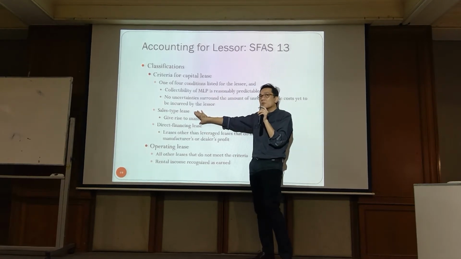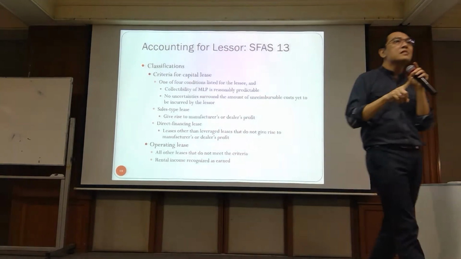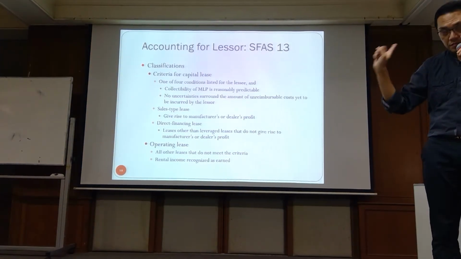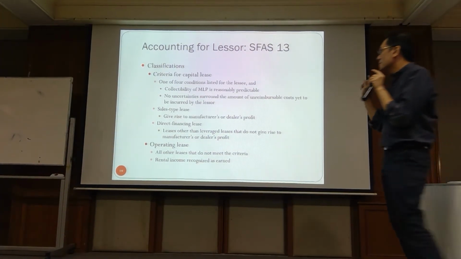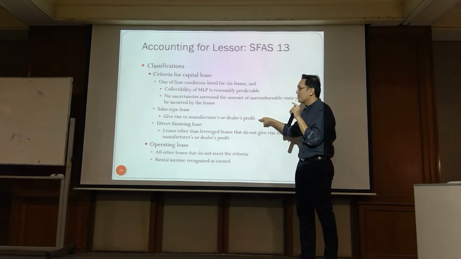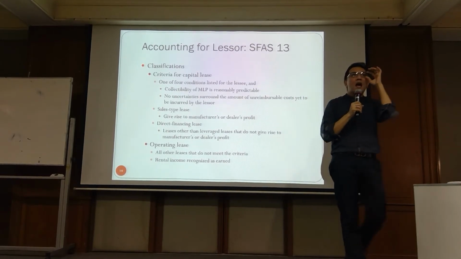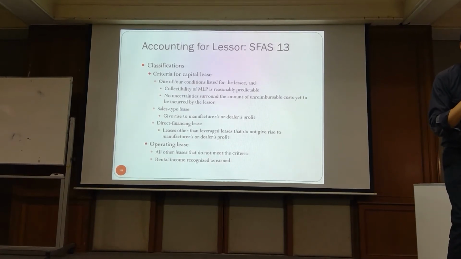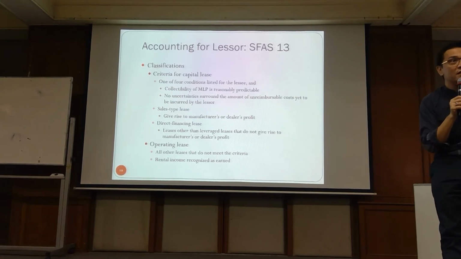But this one, what is it supposed to mean? When they say sales-type lease, it means the lessor sells the asset to the lessee. You're going to have the profit right here. Underline this profit. It means you have the cost of the asset and the price that you charge the lessee. The difference between the price you charge and the cost of the asset we call the profit.